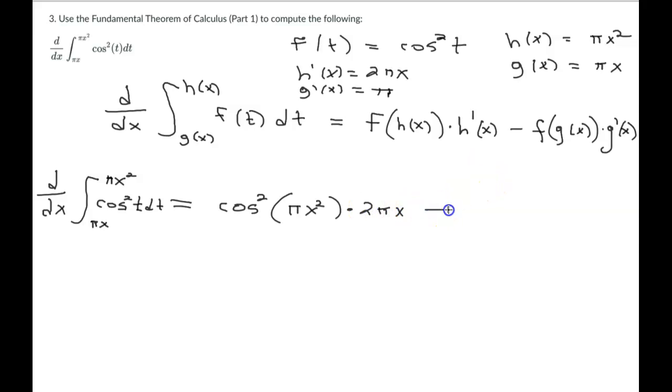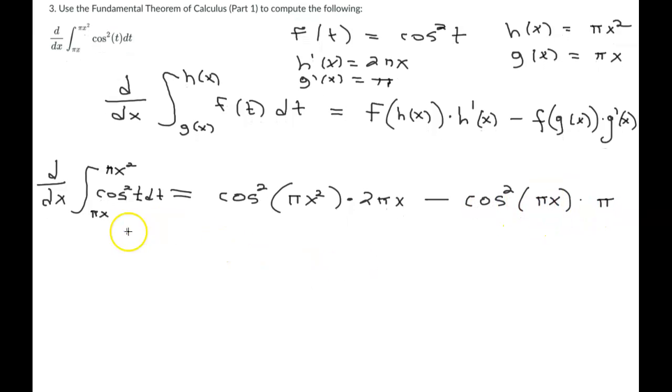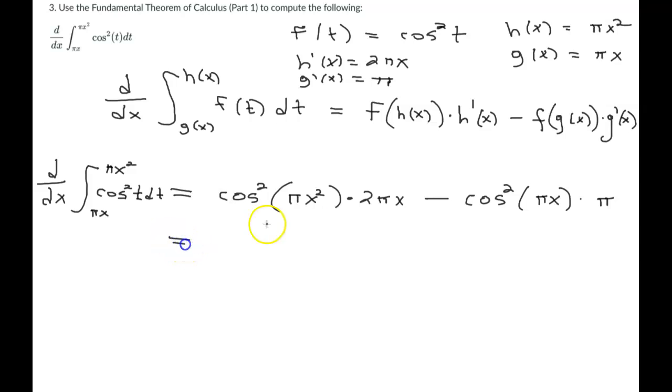minus cosine squared of g of x, which in this case is pi x, times the derivative of g of x, which is just pi. Okay, so I guess we could clean it up. I usually put the 2 pi x out front. 2 pi x times cosine squared pi x squared minus pi times cosine squared pi x.